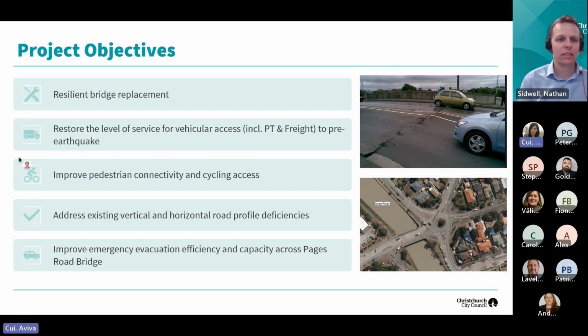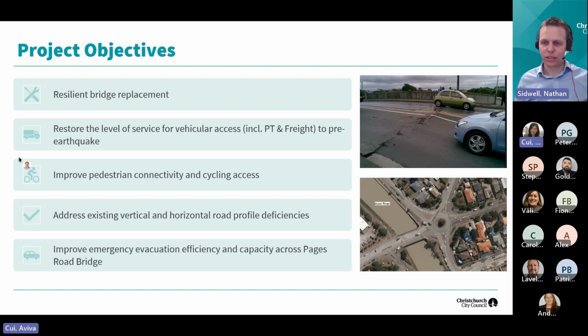Thank you. So, the project objectives. This is why we need the project, and this is what the project will achieve. Before I go into the project objectives one by one, I will talk to the pictures on the right. The top picture on the right is the existing bridge straight after the 2011 earthquakes. You can see there's a hump in the road. The bridge structure is off to the left and the approach is down to the right. The reason this has happened is due to lateral spreading.